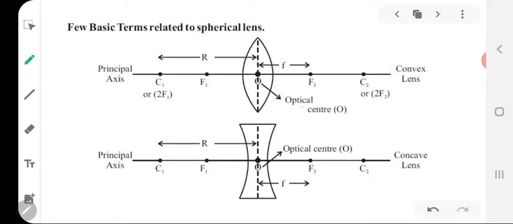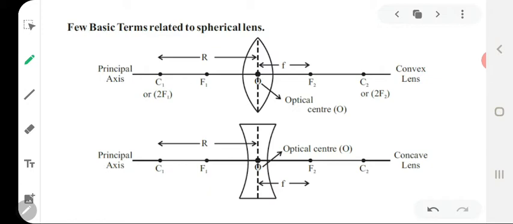Now next term, you can see optical center marked O. The geometrical center point of a lens is known as its optical center. It is represented by the letter O. What is special about this position? Incident rays directed to the optical center refract without any deviation in the path. Next is center of curvature.